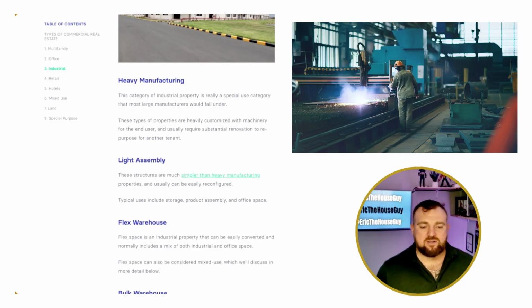These types of properties are heavily customized with machinery for the end user and usually require substantial renovation to repurpose for another tenant. So in other words, if you have a heavy manufacturing industrial building, it's really hard to bring in another tenant that does something different. So think factories that are doing a lot of heavy construction.